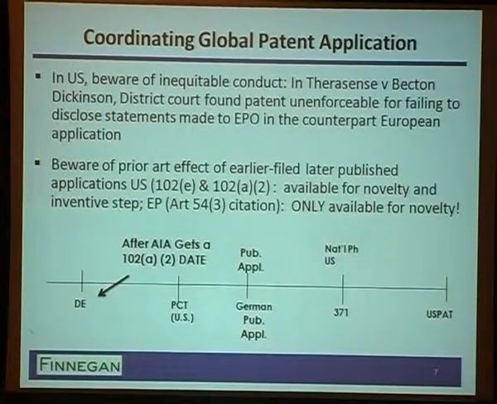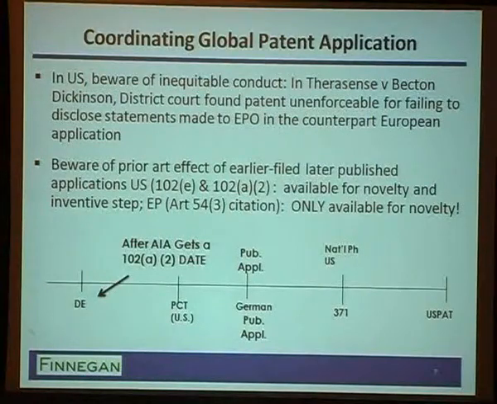And then the next thing is you have to be aware of inequitable conduct in the US. One good example I have here is the Becton case. Here the district court found the patent unenforceable for failing to disclose statements made to the EPO in the counterpart European application. So you really have to make sure you are consistent in the way you prosecute applications in different jurisdictions. What you say in one jurisdiction might harm you in another jurisdiction. So you really have to be careful about this.